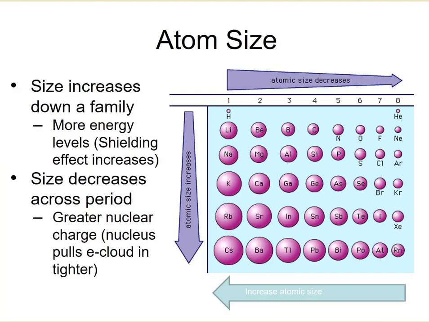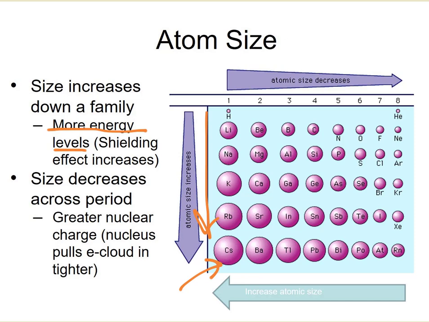So let's look at the trend for atom size. Size increases as you go down a family, and this is because you're adding more energy levels. And when you get to the very, very large atoms here at the bottom, you also get what's called the shielding effect. It just means that the nuclear pull can't get through the inner core electrons to reach those outer valence electrons. And so as a result, it's easier to pull those valence electrons off. We have our atom getting larger as we go down a family, and that is because we're adding an energy level with each row.